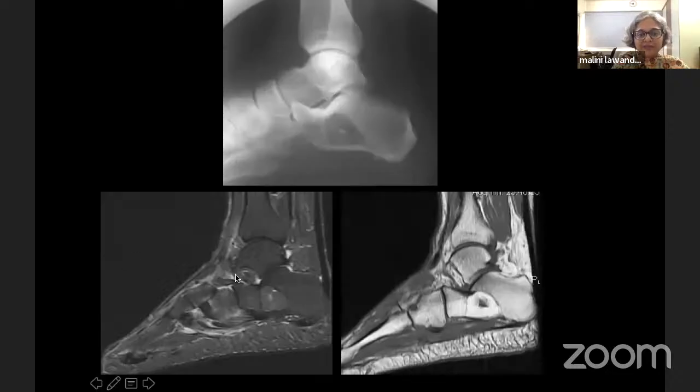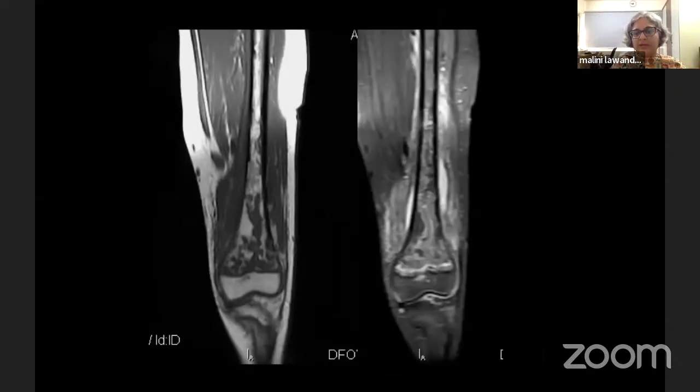How do we identify fat? Here, this lesion in the calcaneum is bright on T1. On STIR, where the fat is getting suppressed, it is becoming darker. So I know this is an intraosseous lipoma without doubt. So MR can characterize fat very confidently.